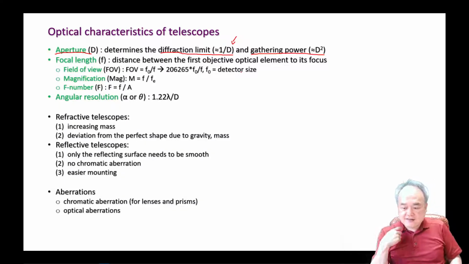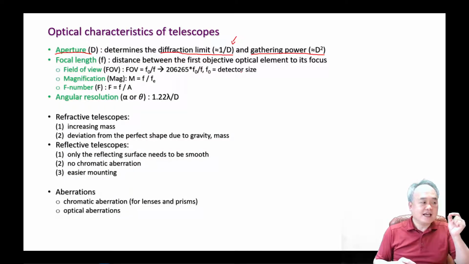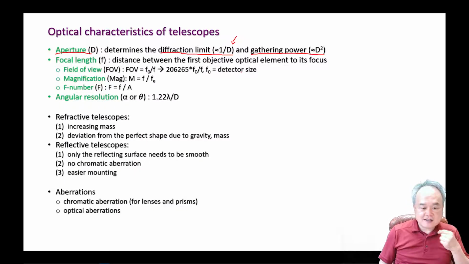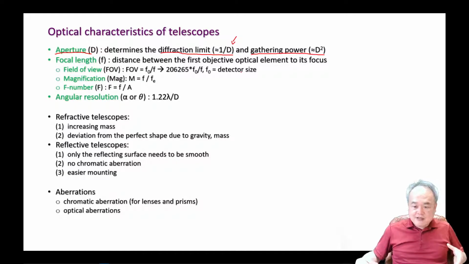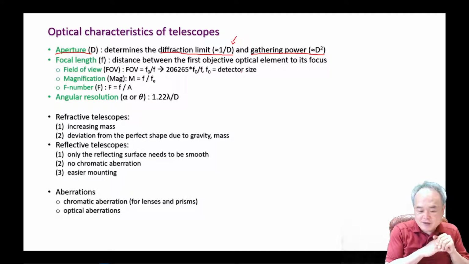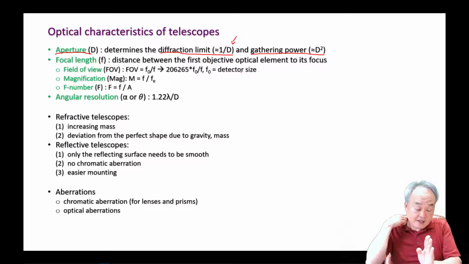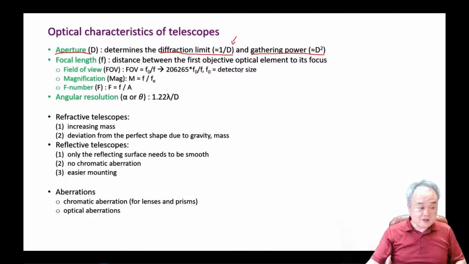Then the second important parameter of the telescope is the focal length of the objective element. Okay, so how far away the focus is from the center of that optical element. In the case of the reflective mirror, the focus is measured in physical length, how far away from the center of the mirror to the actual focus.